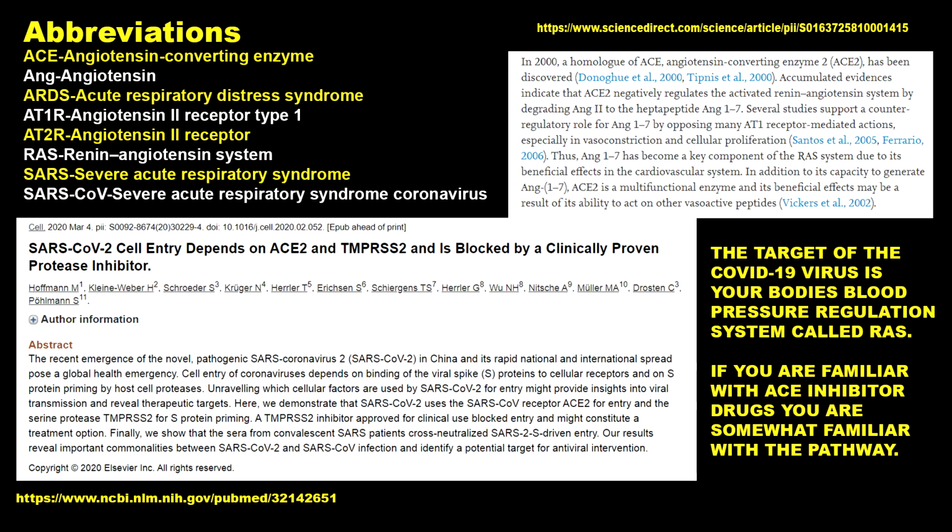Okay, now that we got some prerequisite information out of the way, let's talk about what's called the RAS system, the renin-angiotensin system. This is the system that gets affected by the actual coronavirus. If you look on the screen, we have here SARS coronavirus 2, because there was another SARS coronavirus in the past. Cell entry depends on ACE2 and TMPRSS2 and is blocked by a clinically proven protease inhibitor. Okay, what do we have here?